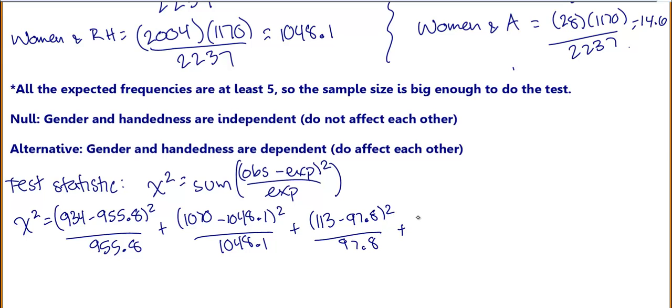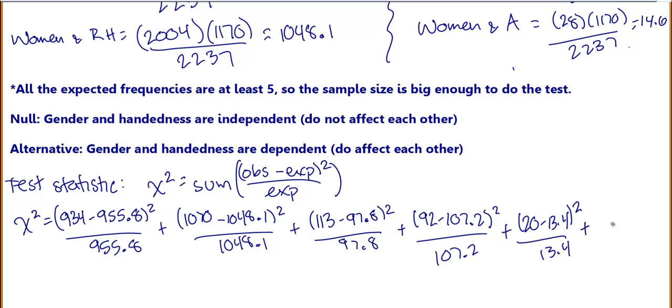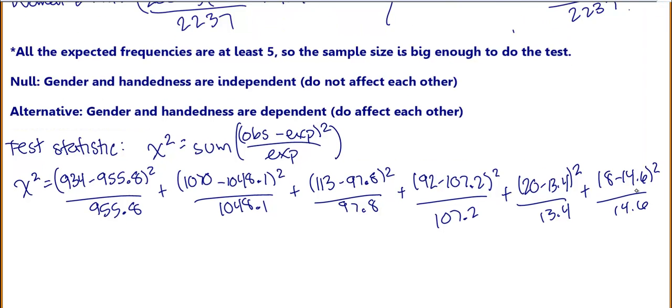And I'm going to go ahead and just write the rest down. So we'll have 92 minus the expected of 107.2 squared over 107.2. Once again, make sure you're dividing by the expected values and not the observed. Plus 20 minus 13.4 squared over 13.4 plus 8 minus 14.6 squared over 14.6. Let's just make sure I was supposed to have 6 of them. 1, 2, 3, 4, 5, 6. Okay, so I think we're good. Now you're going to put this in your calculator. Once again, this does take a long time. Double check it, make sure you're doing it correctly. Chi-squared should be 11.7.